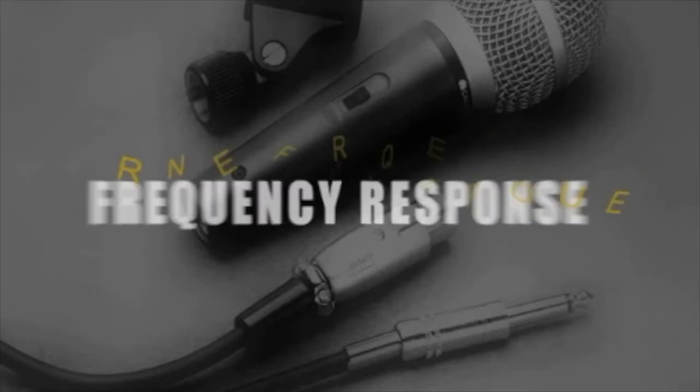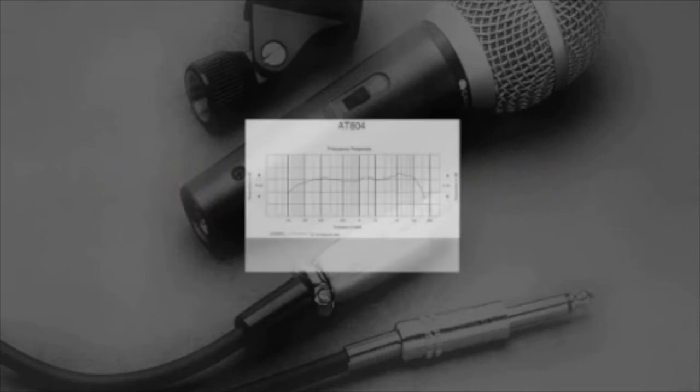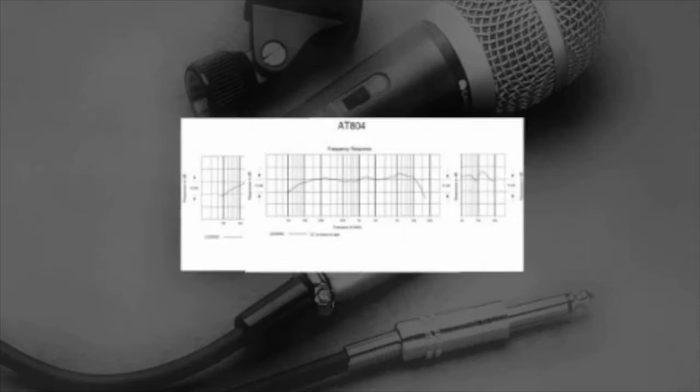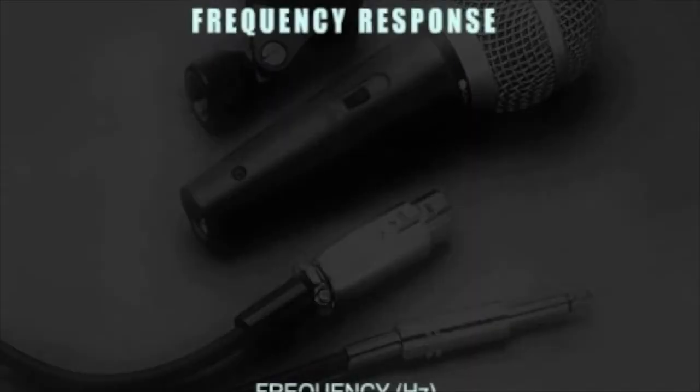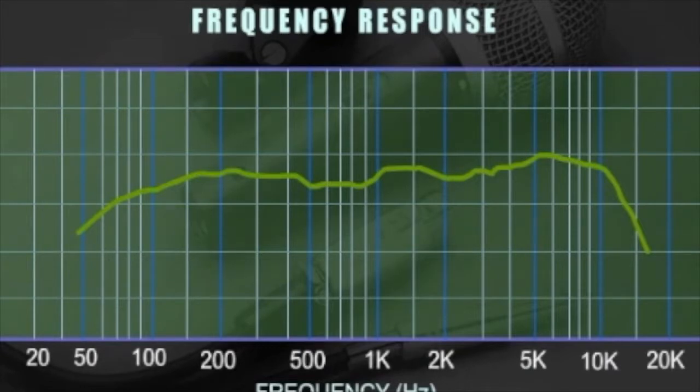Frequency response is the range of frequencies a microphone will reproduce. Most microphone literature includes a graph of the microphone's frequency response. Whether the frequency response is shown as a graph or as text, it should list a variance, such as 20 Hz to 20,000 Hz plus or minus 3 dB.